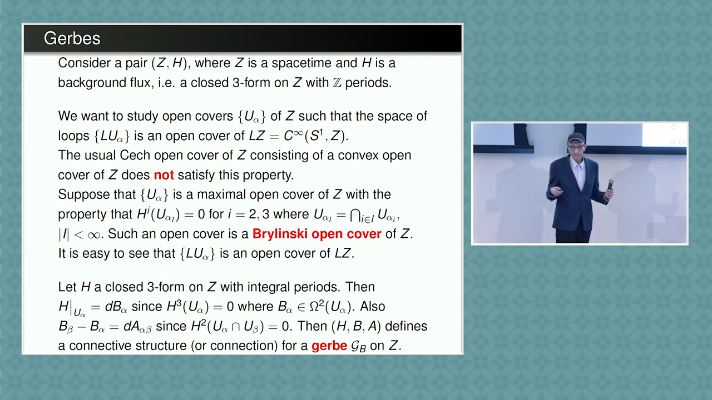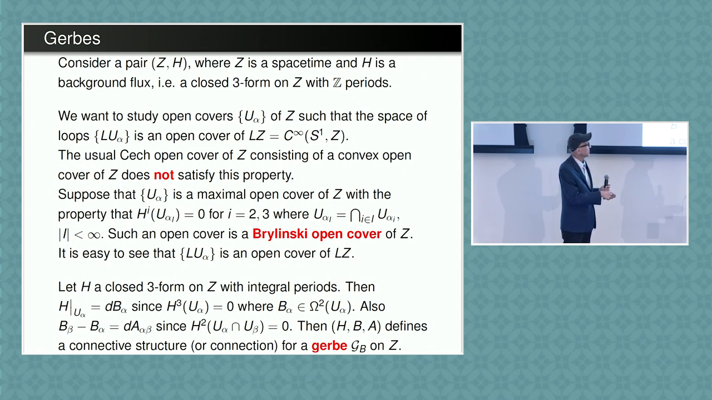He considers it informally in his book. And it's easy to see that this is an open cover of the loop space of Z. So we start off with a closed three-form H on Z with integral periods. Then H restricted to U alpha is exact, so it's dB alpha for some choice of B alpha, since H3 is zero, that's the assumption of this open cover. And B alpha is a two-form on U alpha. And B beta minus B alpha is dA alpha beta, since H2 of this is zero by the assumption here.